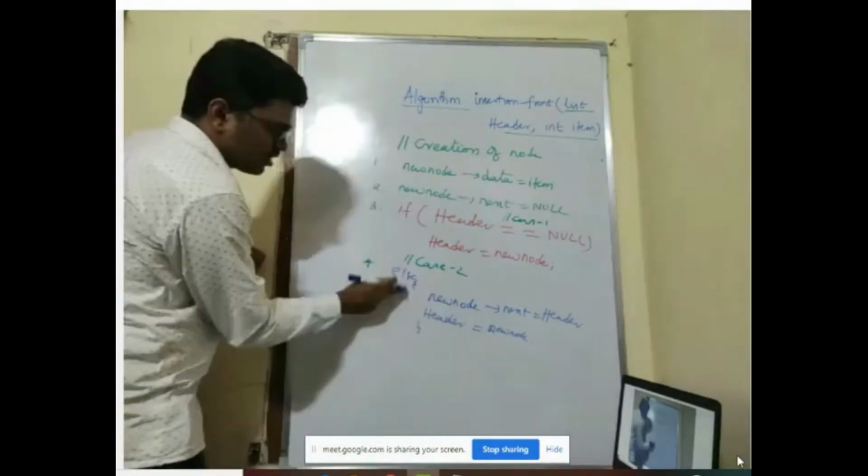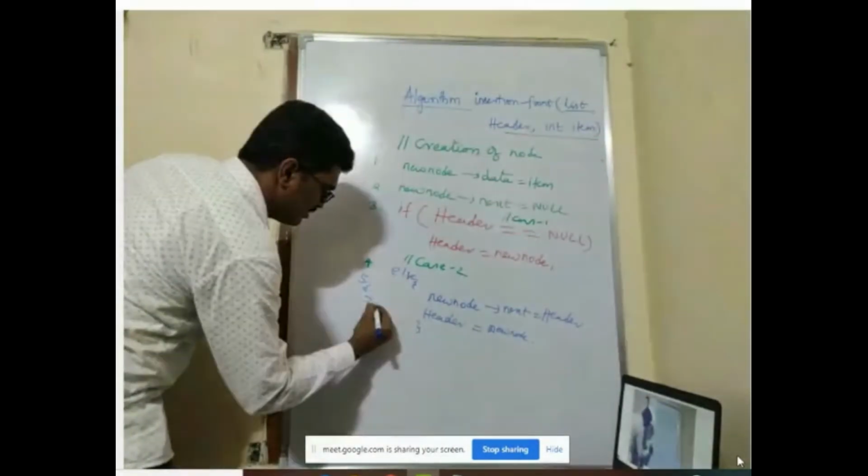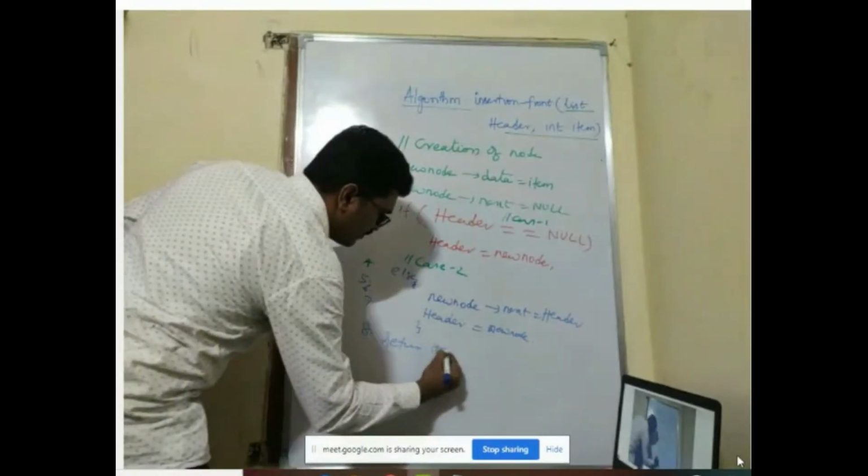That's it. You can use normal programming basis. If you want, you can number the steps 5, 6, 7, 8. You can return header. It is always better if you return header.